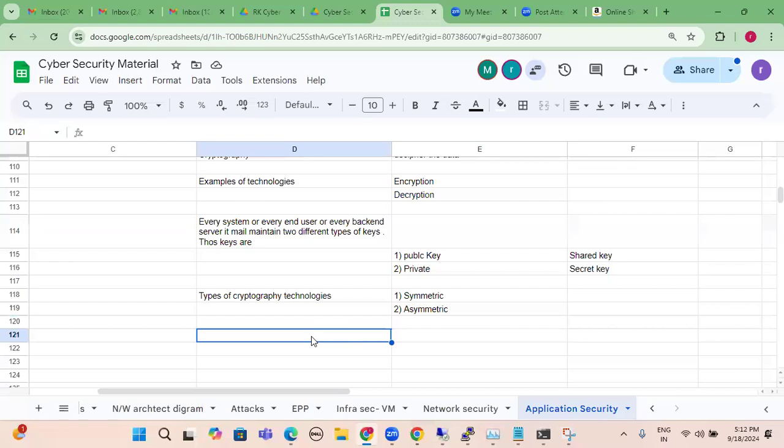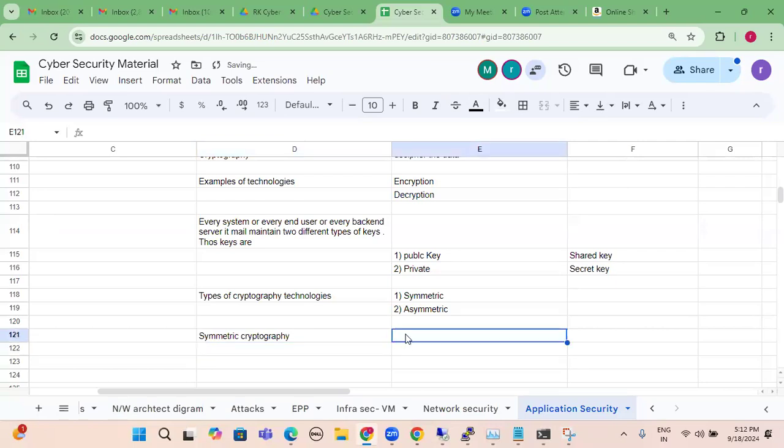Sorry. Yeah, first we can go with symmetric. What is symmetric cryptography here? Symmetric generally means same. The same key used for both encryption and decryption is called symmetric cryptography. For example, in our day-to-day life, take our door locking key. With door locking we use a key, and for unlocking the door we use the same key. That is the practical example in our day-to-day life.